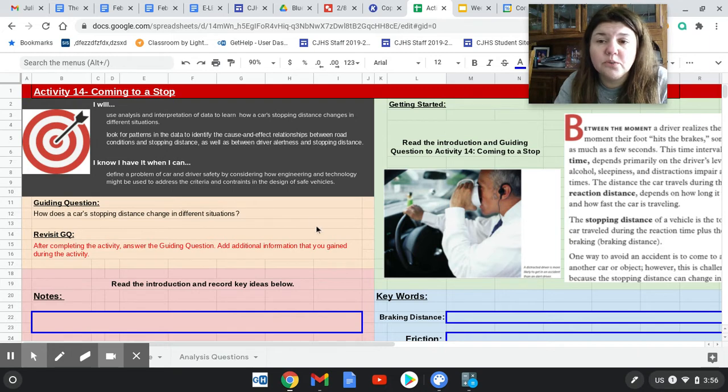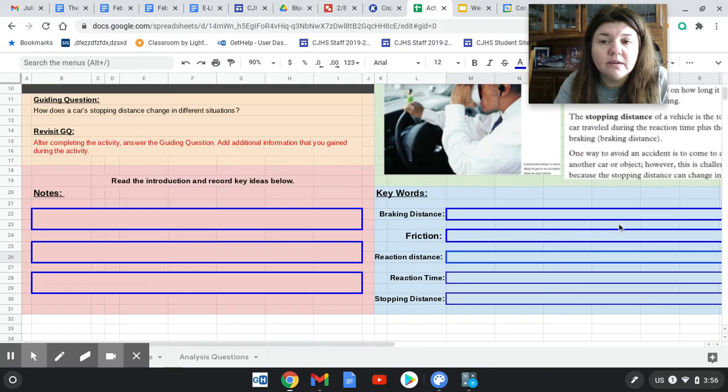The first thing that you will need to do is read this intro right here. And after you read the intro, or as you're reading the intro, make sure you write down 2 or 3 key ideas here in the note section. And you will also need to make sure that you write a working definition for your keywords. After you complete that, then you're ready for the procedure.